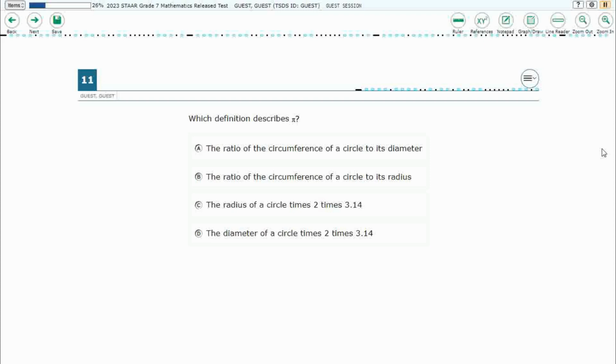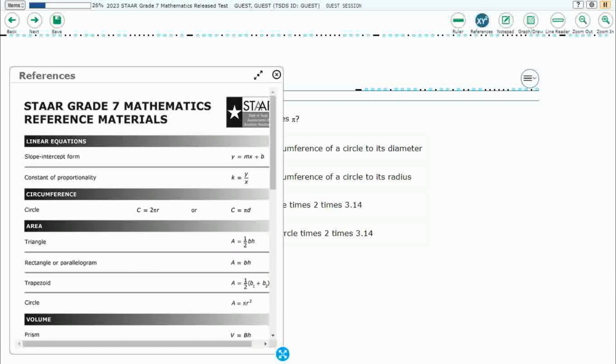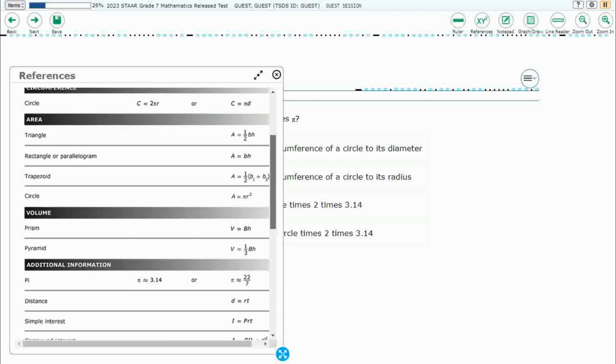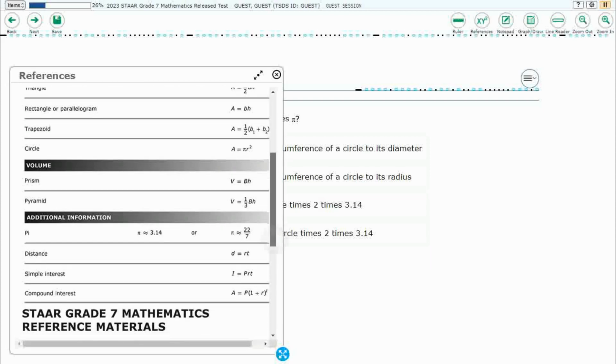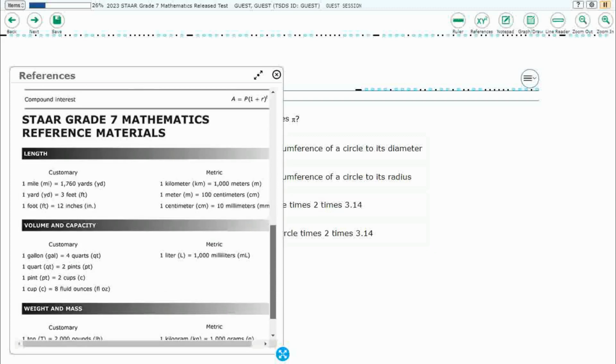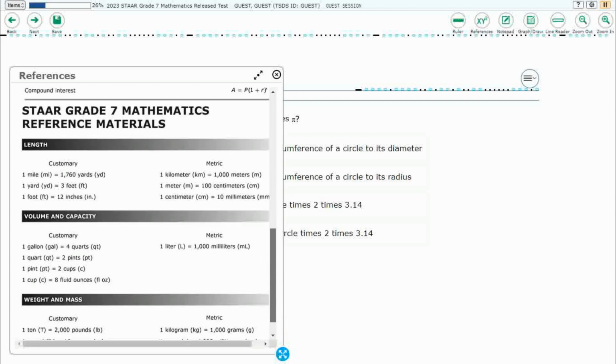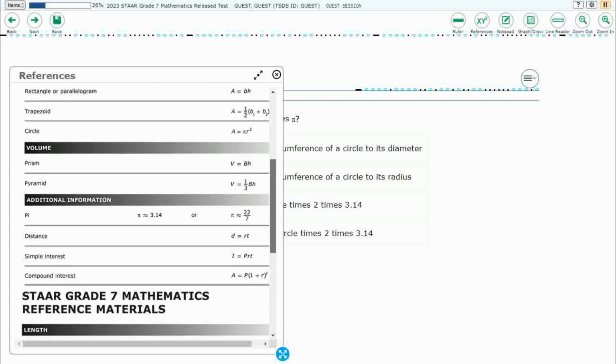So we just need to describe pi. We need to find a definition that works for it. If we look at our reference materials, we come all the way down here. All we're going to get here is pi equals, and we've got this equivalent of 22 over 7 or 3.14. But you see they're equivalent. We get some length, volume, capacity, weight, mass. We don't need any of that.